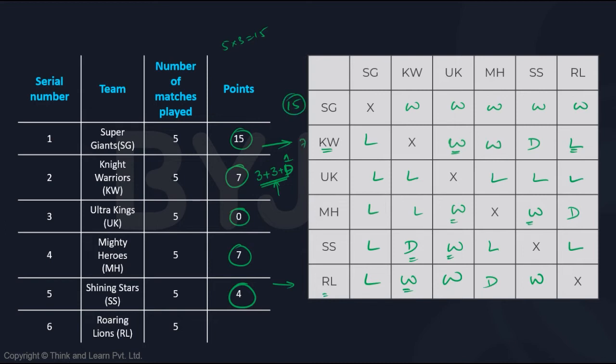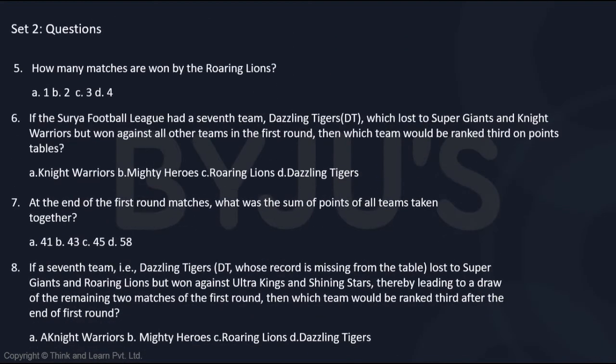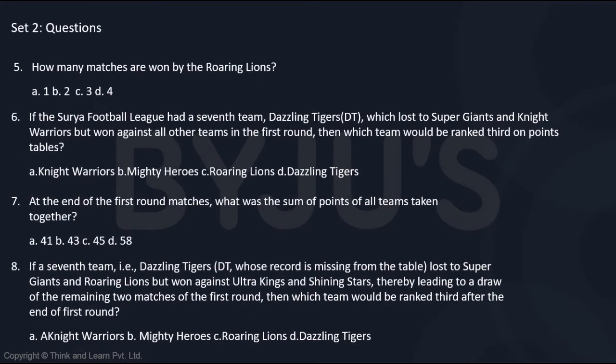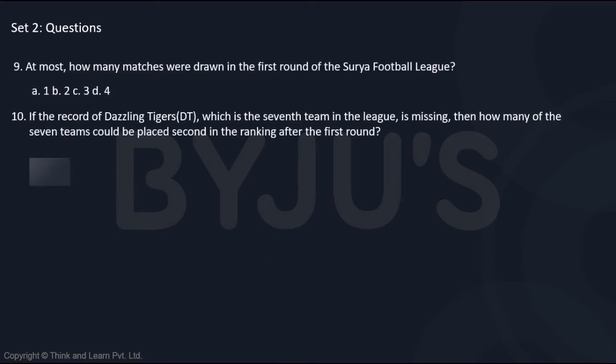You have a total of 15 here. You have a total of 7 here. You have a total of 0 here. Total 7 here. 4 here. And RL is a total of 3 plus 3 plus 3, 9 plus 1, 10. That's your table, right? Let's move ahead now. So these are the questions. Let's take one question after the other.